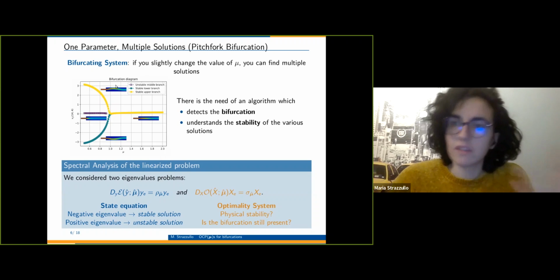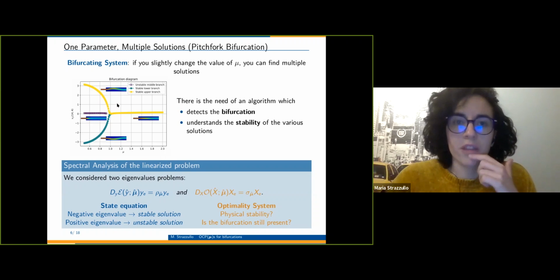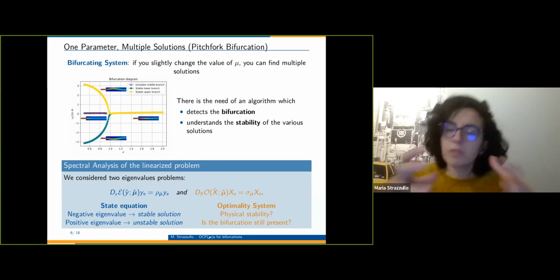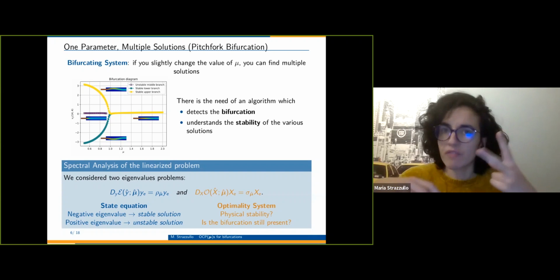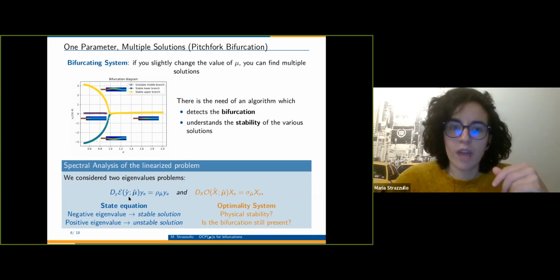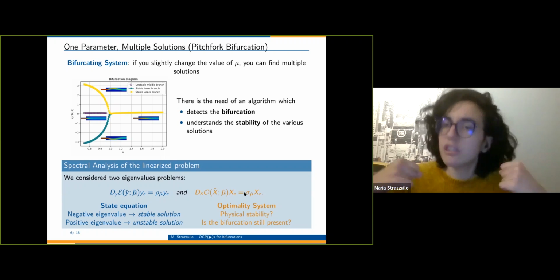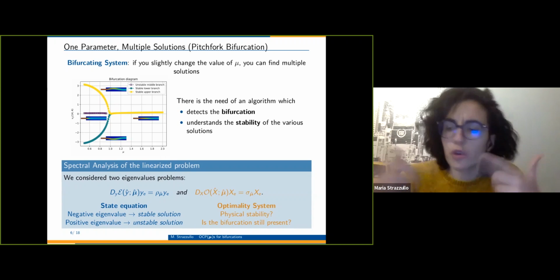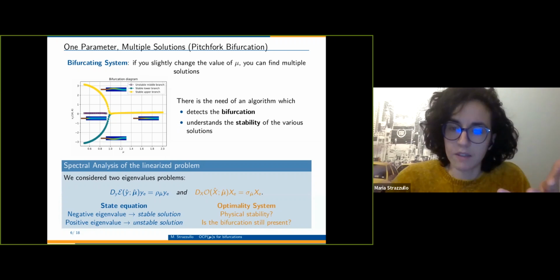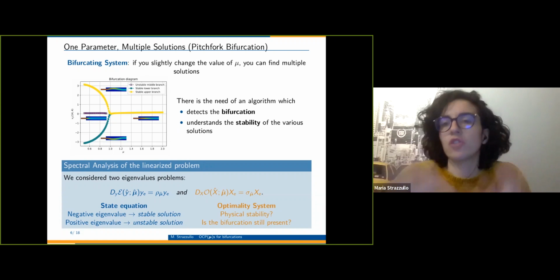As I told you, stability is related to eigenvalue analysis. So now in the optimal control setting, you can perform two eigenvalue analyses. This is the state equation eigenvalue analysis. In this case, a negative eigenvalue means a stable solution, and a positive eigenvalue means an unstable solution. But then you also have a global optimality system that can be linearized, and you can study the eigenvalues of that. But what does it mean? I mean, there is no literature about that.